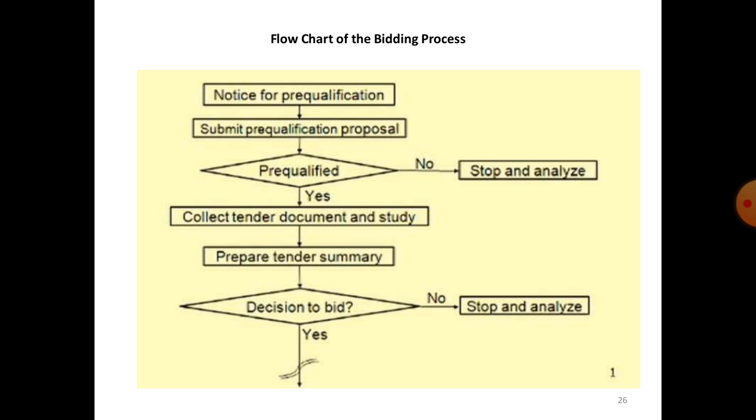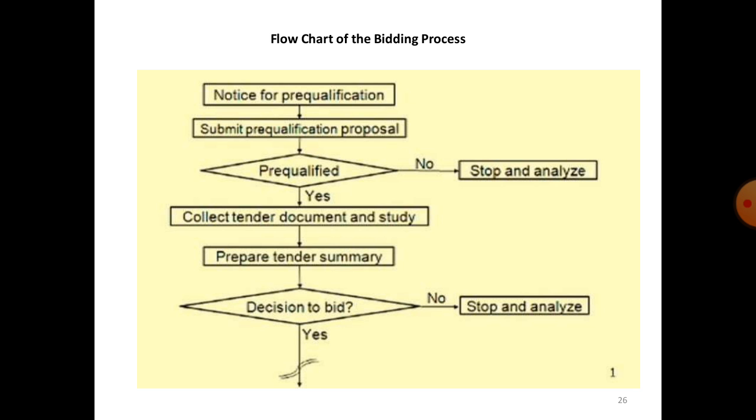The first step of the bidding process is the notice for pre-qualification. The notice is given in written form, in a newspaper or on a website, etc. Then the pre-qualification proposal is submitted. Here all the contractors who are interested in doing the work submit their proposals, and the next step, the third step, is pre-qualification.